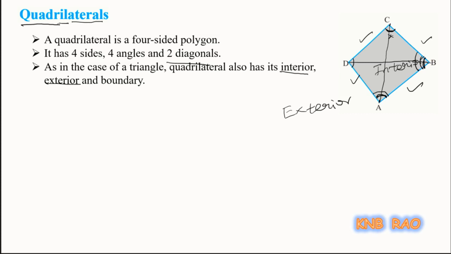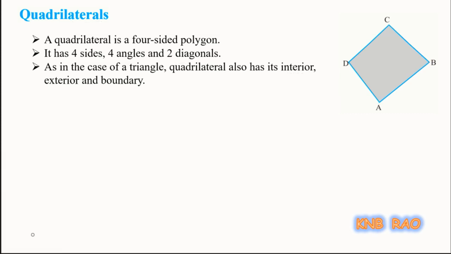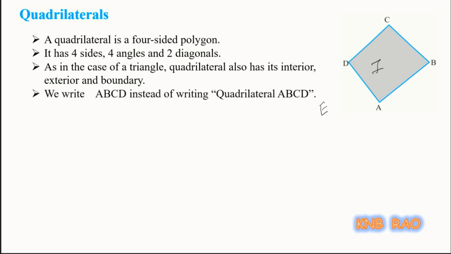Children, finally to summarize, a quadrilateral divides the plane into three parts: 1. the interior part, 2. the exterior part, and 3. the boundary, the quadrilateral itself. Then moving on to another point, we generally write it this way.